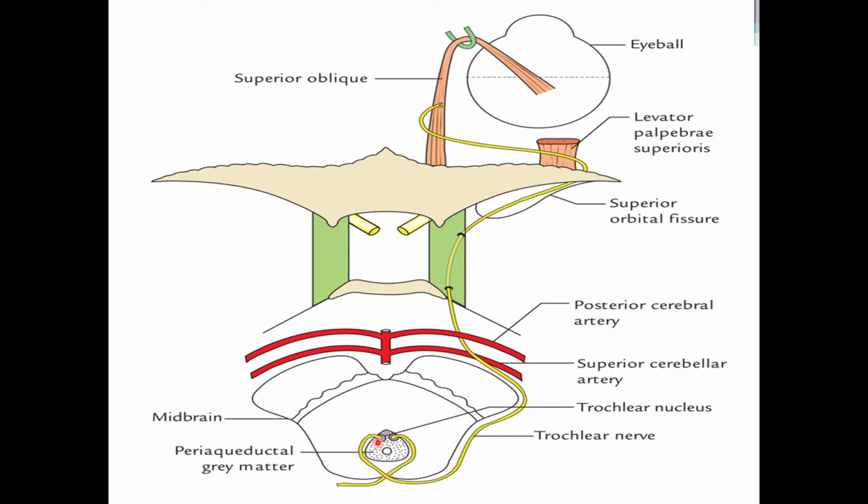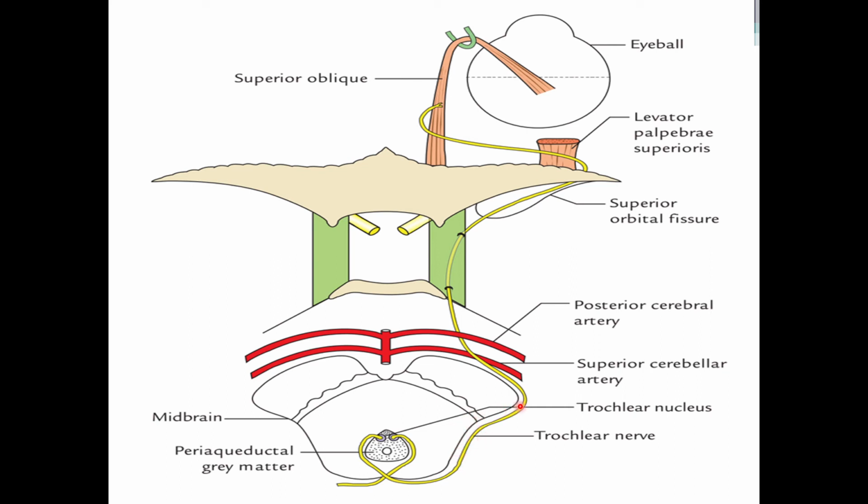First it passes backwards and medially, and it decussates with the one from the other side. It runs dorsally round the central gray matter to reach the upper part of the superior medullary velum, where the decussation of the trochlear nerve takes place. It is the only cranial nerve which emerges on the dorsal aspect of the brain stem. After emerging, it winds around the superior cerebellar peduncle and the cerebral peduncle.